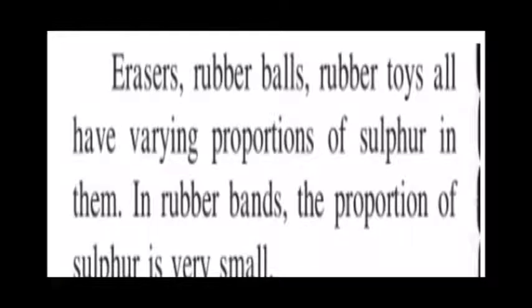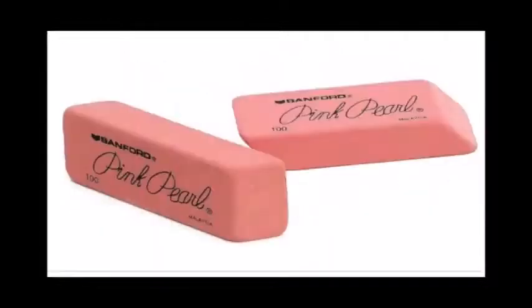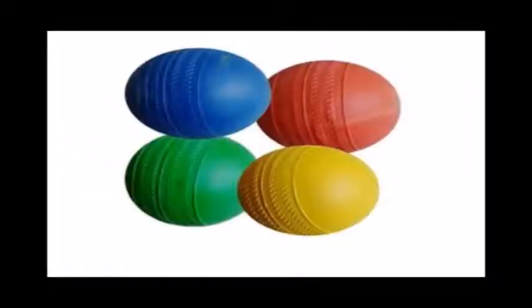So that's why we're trying to understand what is sulphur. Sulphur is a non-metal, non-shiny. It is non-malleable, it is non-ductile, which are all properties we have learned in the previous lesson. Look at the picture of the eraser, ball.